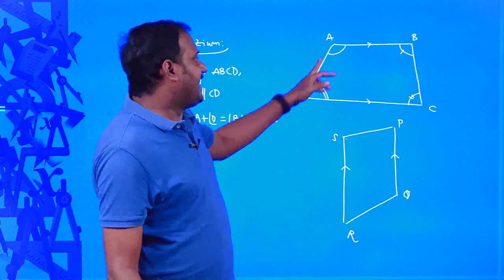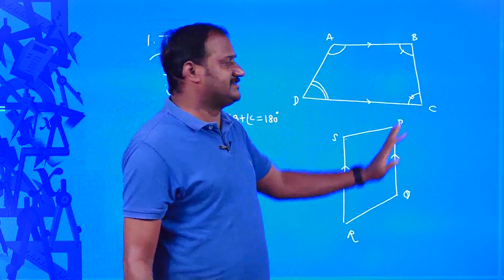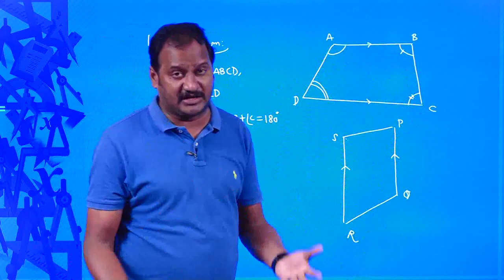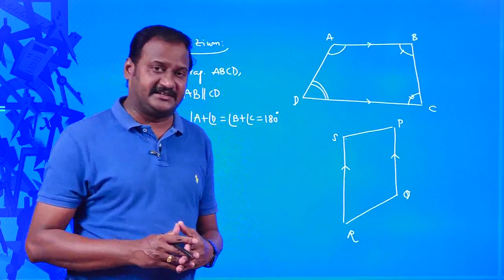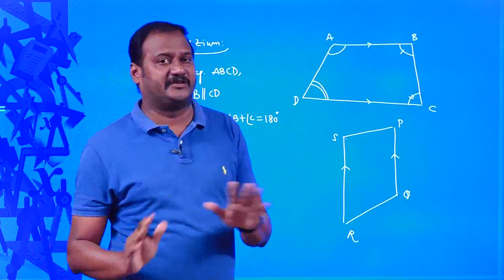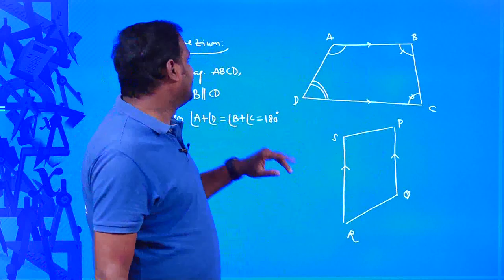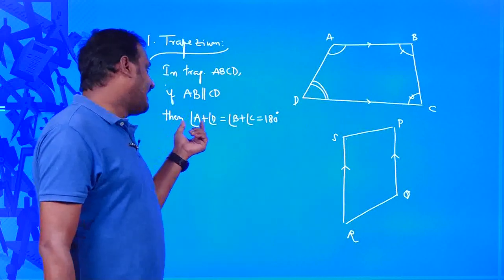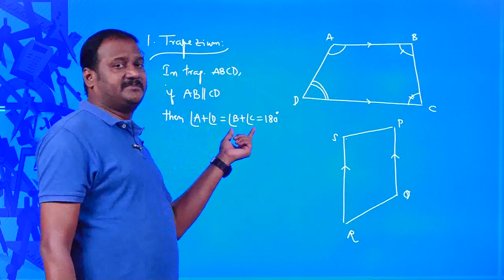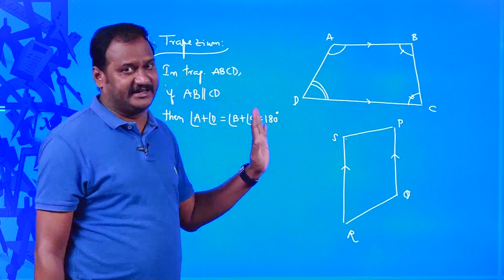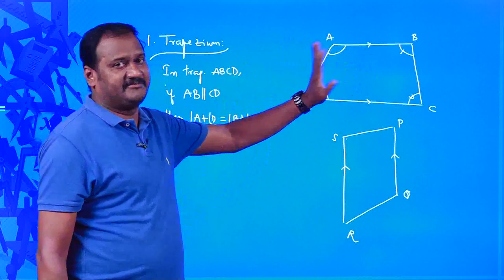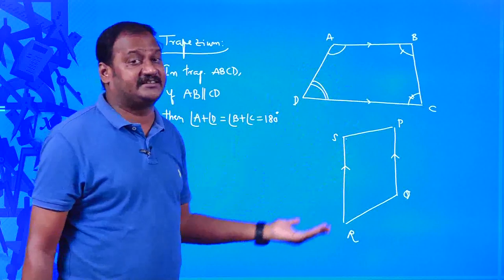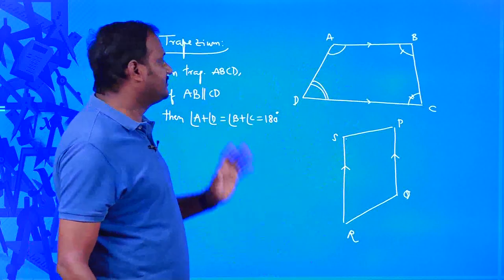Understand? See, angle A plus angle D is 180, angle B plus angle C is equal to 180. But we do not know whether diagonals are equal or not, or whether diagonals bisect each other or not. We do not have any proper information regarding this. So that is why in trapezium ABCD, if AB is parallel to CD, then angle A plus angle D is equal to angle B plus angle C is equal to 180 degrees. See, here AC and BD may not be equal, and AC and BD may not bisect each other. So, that is about trapezium.